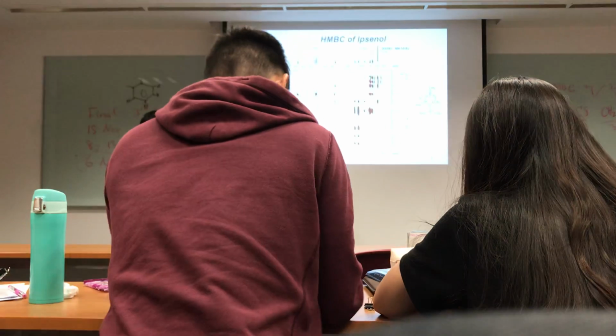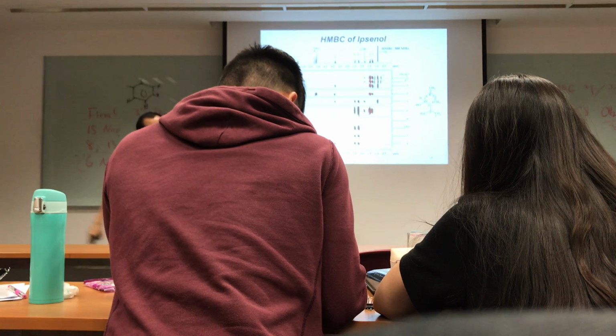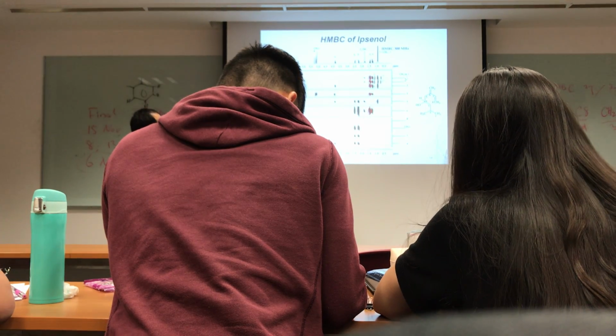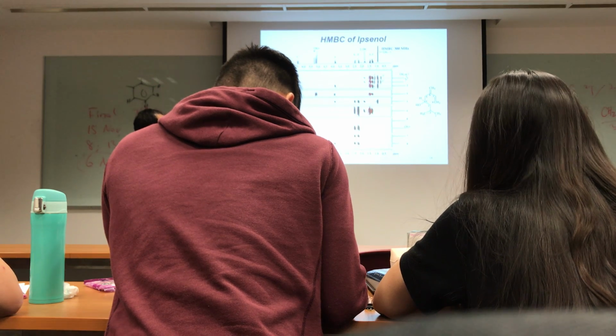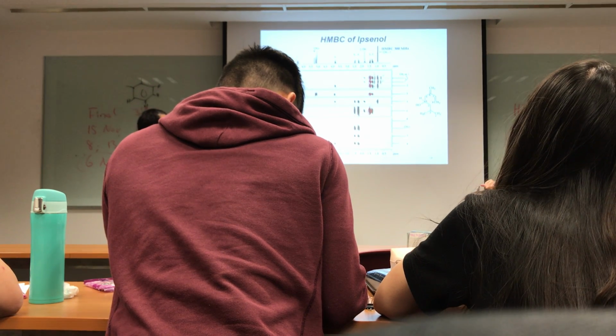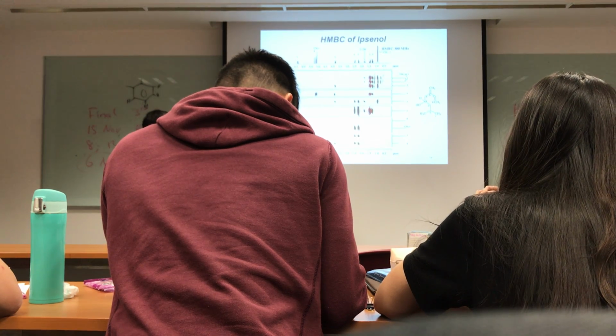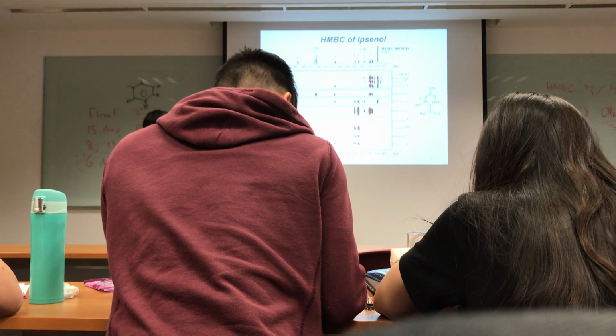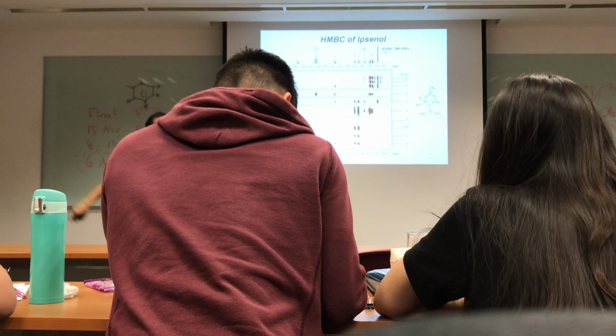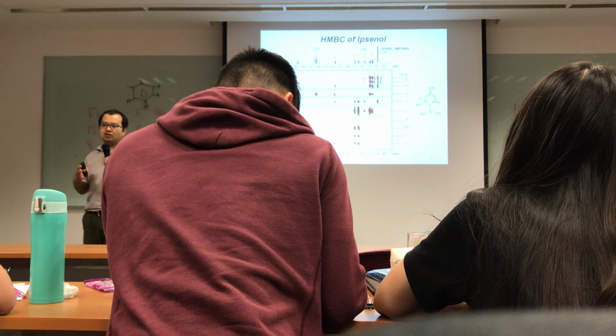Now you count 1, 2, 3, 4, 5. The top 2 are the methyls, and then this one is carbon 2 here, then this is carbon 5, and this is carbon 4. You see all 5 peaks you can see.